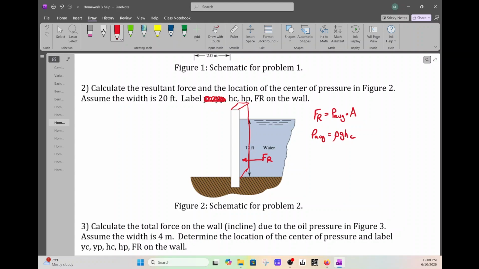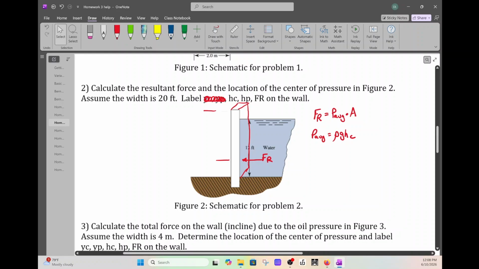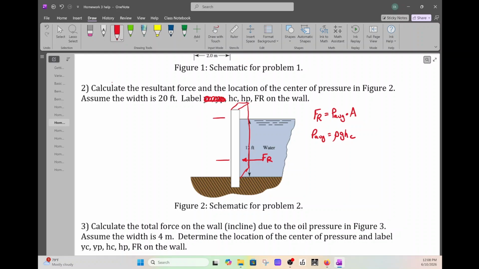And then I would label the values over here. Oh, you would label it from the top of the water, right? Probably here. So you'd have HC, and then you'd have HP. And again, for a rectangular wall, it's 1/3 from the bottom.